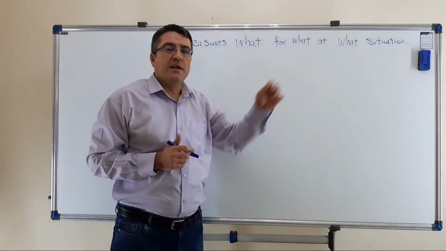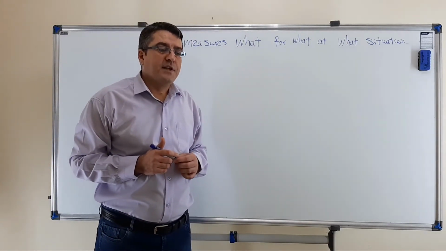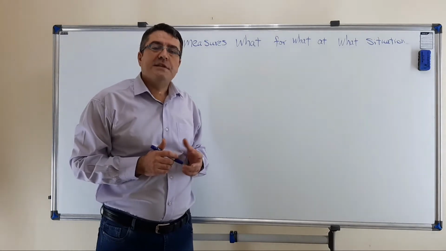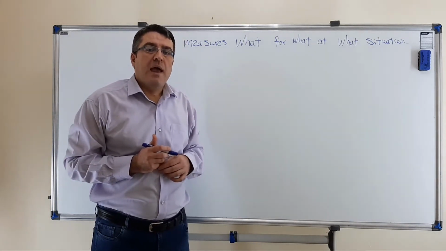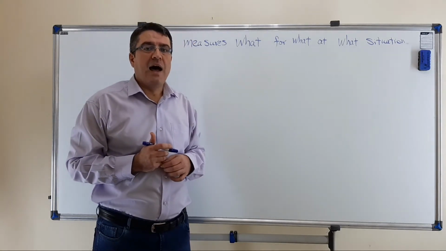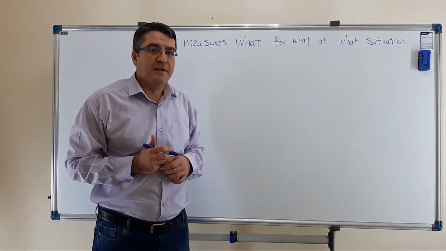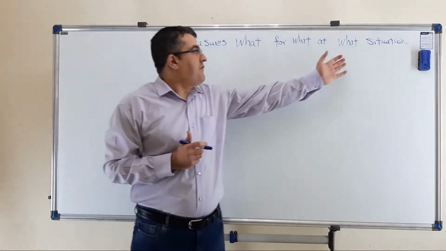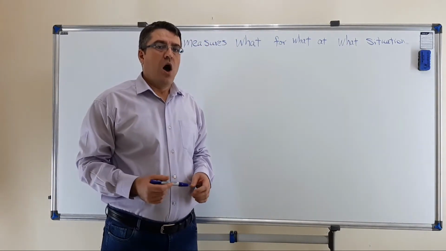The second what here points to the chemical species under analysis. For example, is it a Lewis acid, and are we measuring its electron pair accepting capability, or is it a Lewis base, and are we measuring its electron pair donating capability? The third what here points to the situation at which measurements are made.